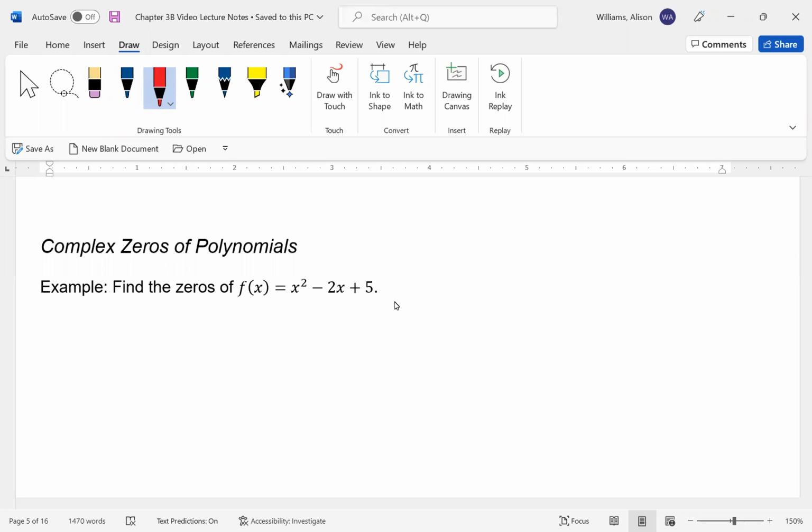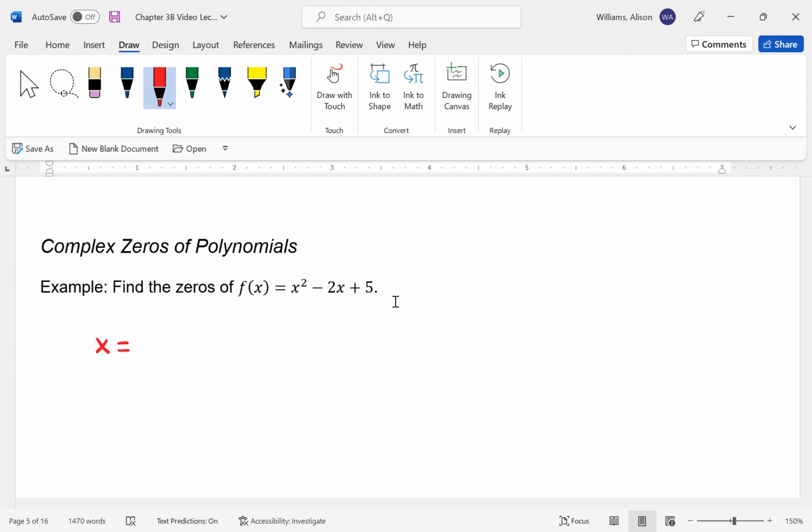In this video, we're going to look at complex zeros of polynomials. And we'll start with an example that we've kind of already seen before. This would be a quadratic that is not factorable. So we could use completing the square or the quadratic formula, and we'll go ahead and use the quadratic formula to make our life easier. So let's go ahead and plug it in.